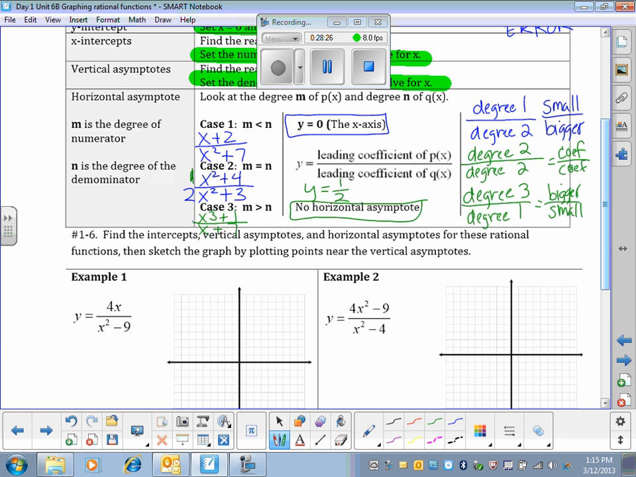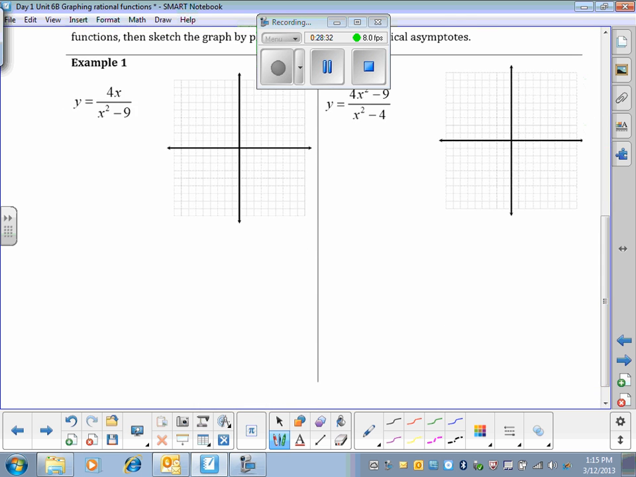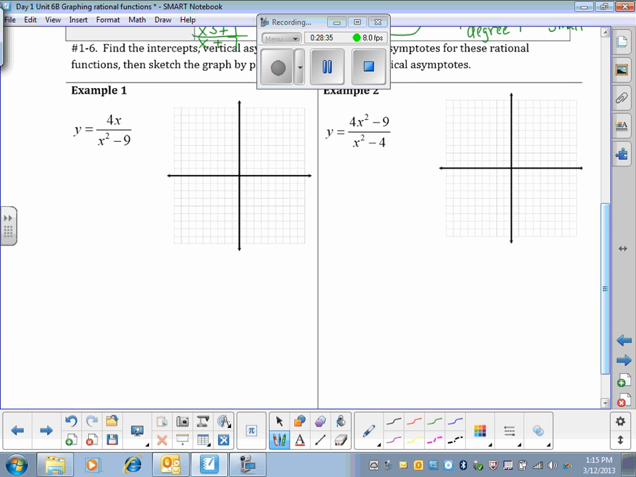All right. So let's do this. These are kind of fun to draw, actually. Okay, does everyone have a calculator? You're going to need one, so get one. If you don't have a calculator, get one. Okay, ready?